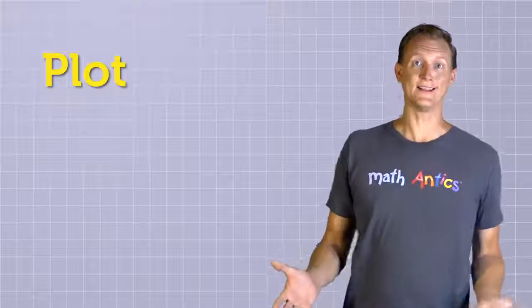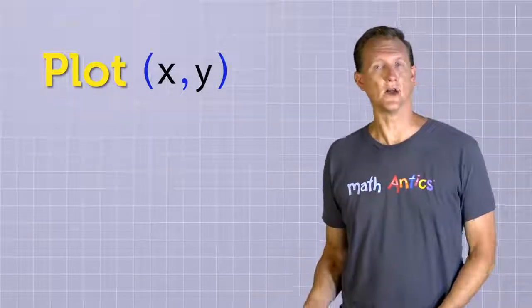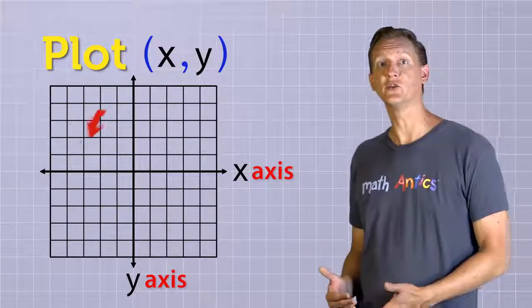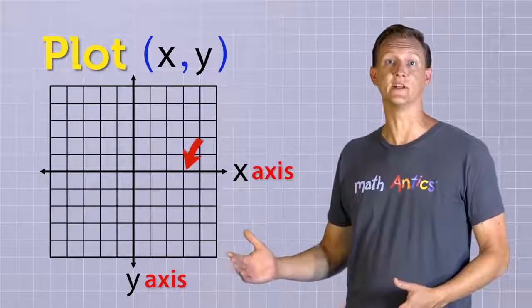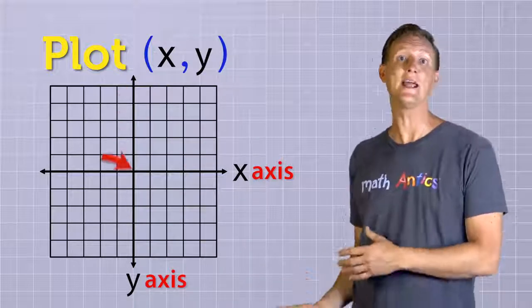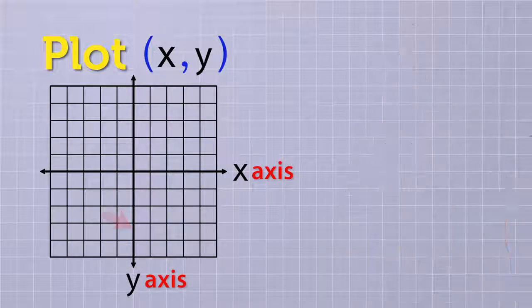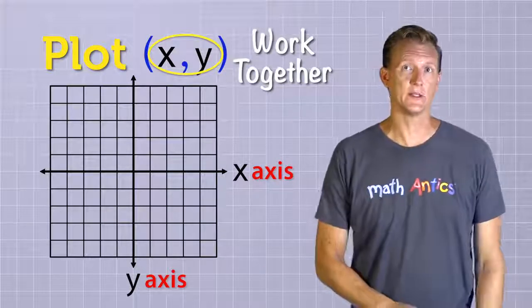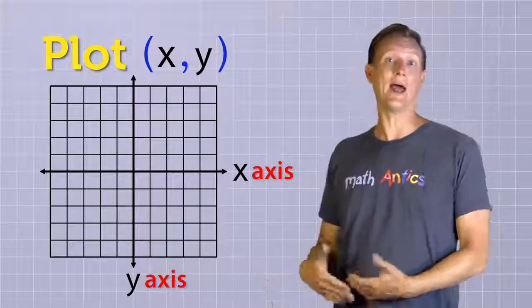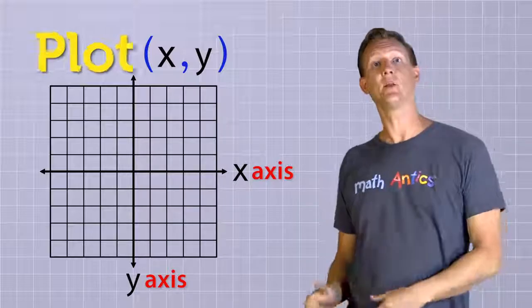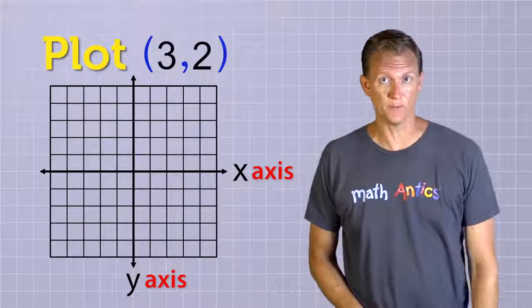Pretty easy, right? But now how do we actually plot these coordinates or ordered pairs on the coordinate plane? Well, the first number in the ordered pair tells you where along the x-axis the point is located. And the second number in the ordered pair tells you where along the y-axis the point is located. The two numbers in an ordered pair work together to define a single point, and each one of the numbers only gives you half of the information about where that point is. To see how this works, let's plot the coordinates (3, 2).